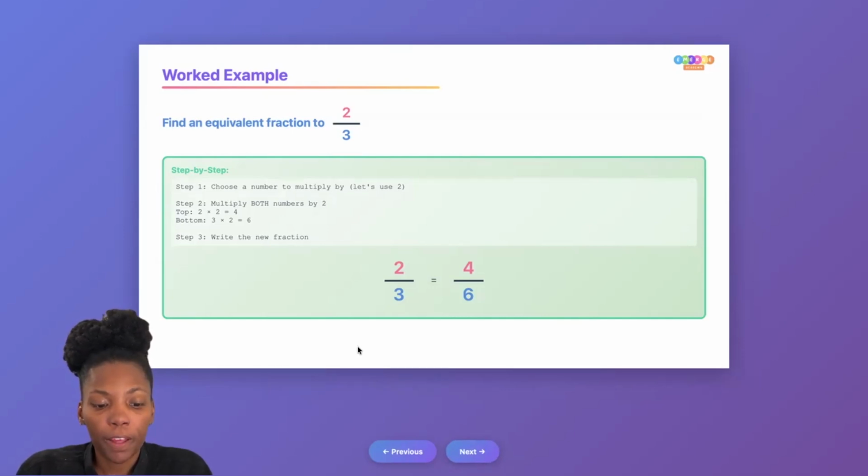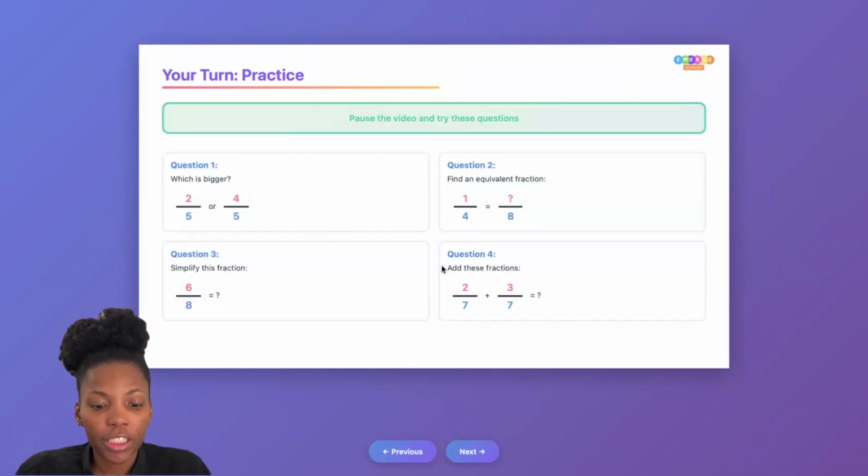So our first step is to choose a number to multiply. So let's use 2. 2 is the easiest to begin with. So if we multiply our top number, which is our numerator, by 2, we get 4. And if we multiply our bottom number, which is our denominator, by 2, we get 6. And we can write our new fraction as 4/6.